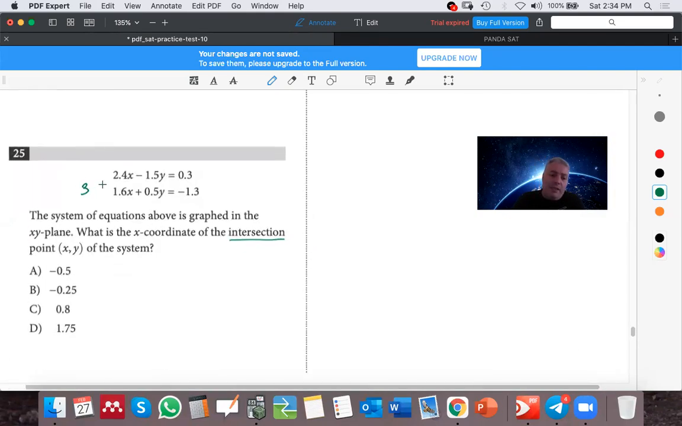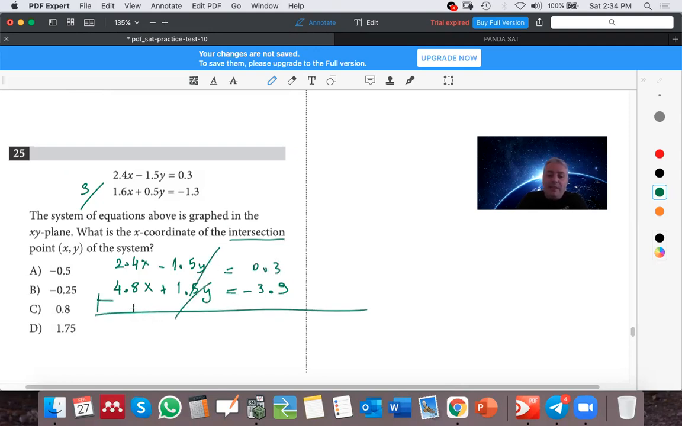If I multiply the second equation by 3, what will it be? 3 times 1.6, it will be 4.8x. 3 times 0.5, it will be 1.5y. 3 times negative 1.3, negative 3.9. And the first one is 2.4x minus 1.5y is 0.3. When I add them side by side, it will be 7.2x is equal to 3.9 minus 0.3, it's negative 3.6.